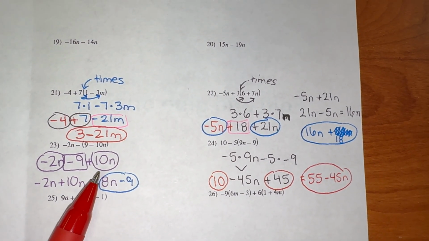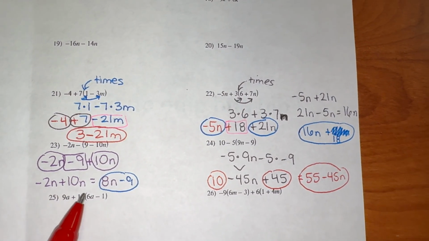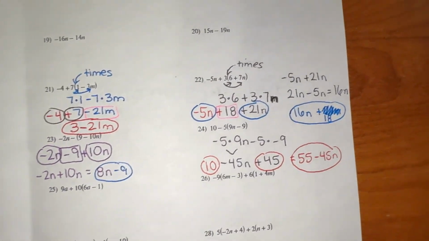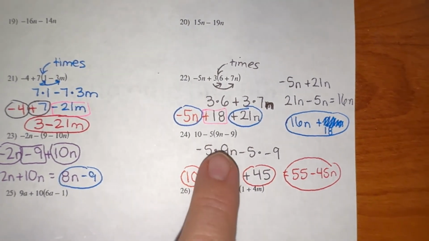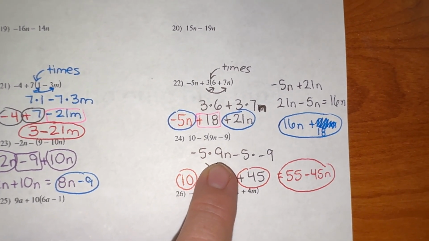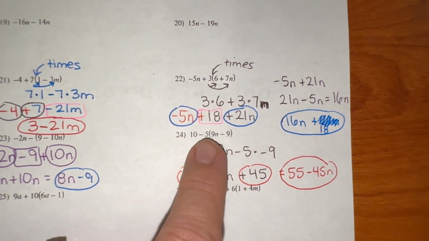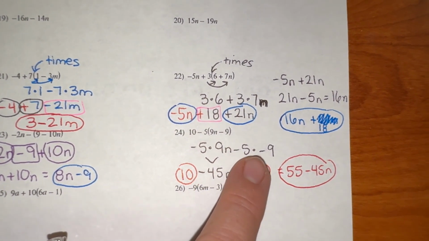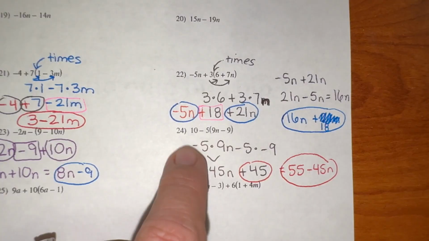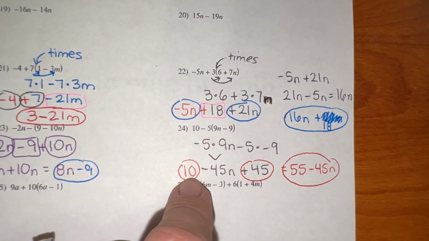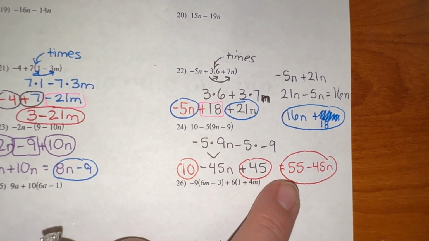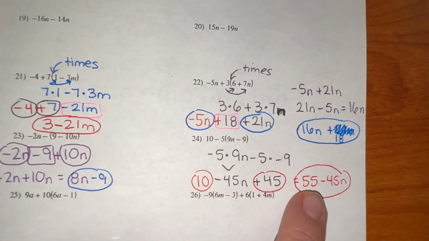So if that one was a little tricky for you, I'm sorry about that. Then you're going to go ahead and combine like terms, and you're going to get 8n minus 9. Okay, and then similar to number 24, that 5 is considered negative. So you're going to want to do negative 5 times 9n, which is a negative 45n, and then negative 5 times a negative 9, which negative times a negative is a positive. 5 times 9 is 45. And then you want to bring down that 10, and you want to combine the like terms. 10 and 45 are constants, so they're just regular numbers. You can add them, which will equal 55, and then minus 45n is by itself.